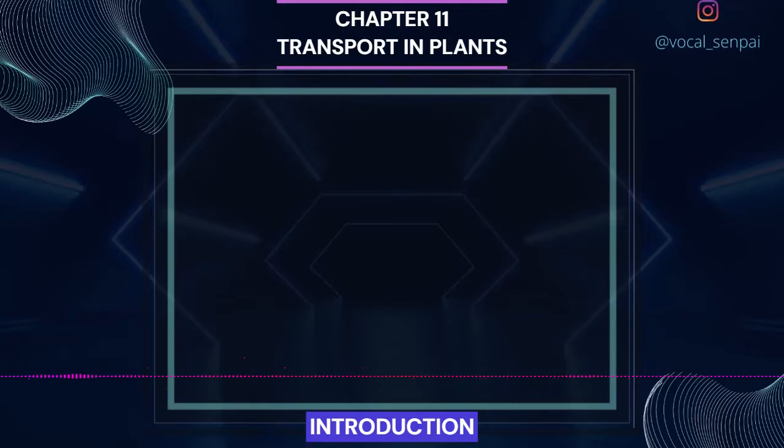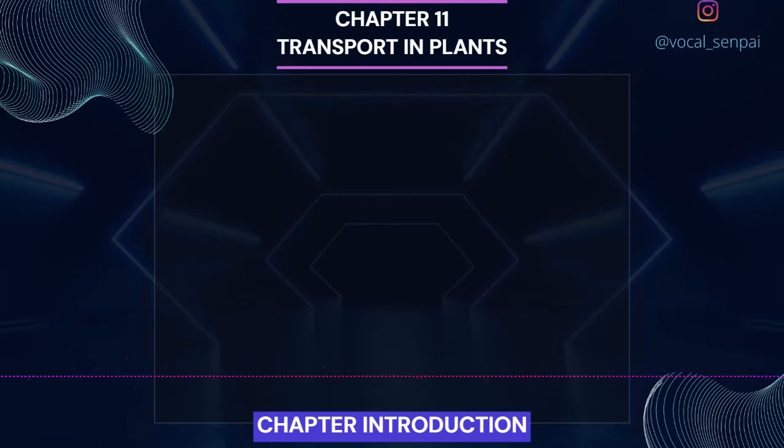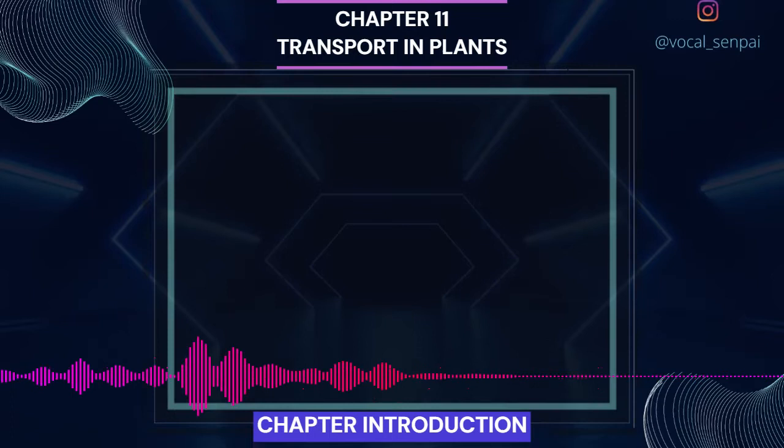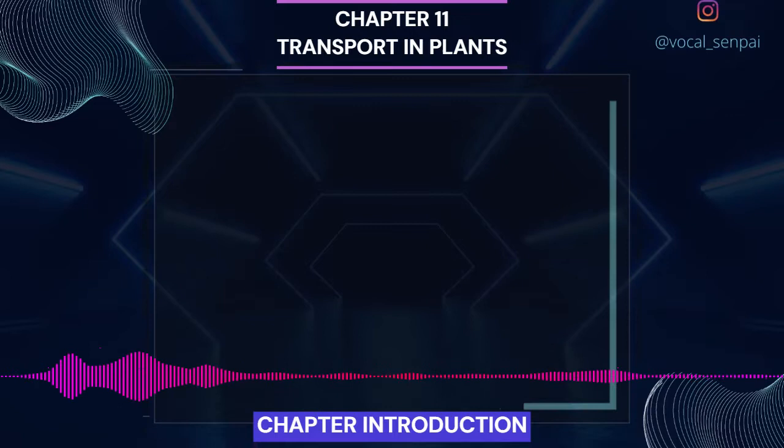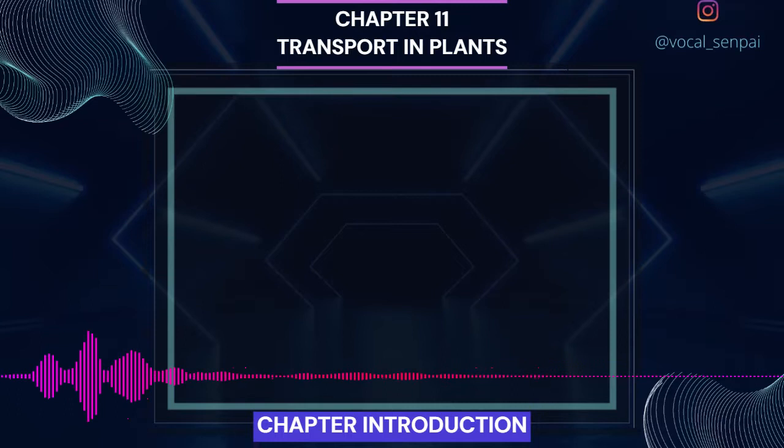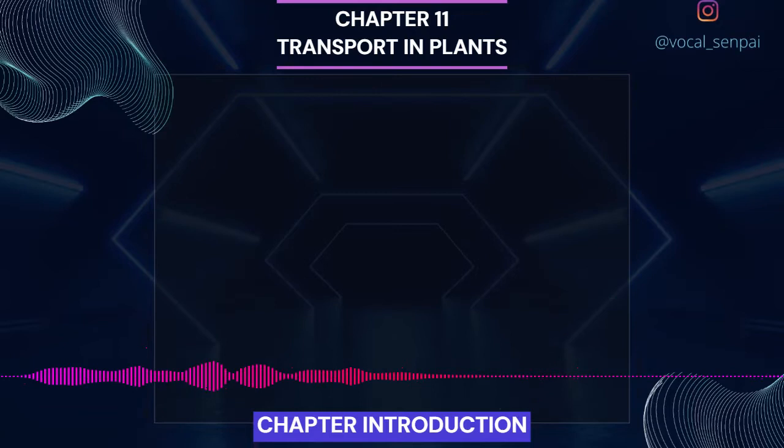Chapter 11. Transport in Plants. Have you ever wondered how water reaches the top of tall trees, or for that matter how and why substances move from one cell to the other, whether all substances move in a similar way, in the same direction, and whether metabolic energy is required for moving substances? Plants need to move molecules over very long distances, much more than animals do. They also do not have a circulatory system in place.